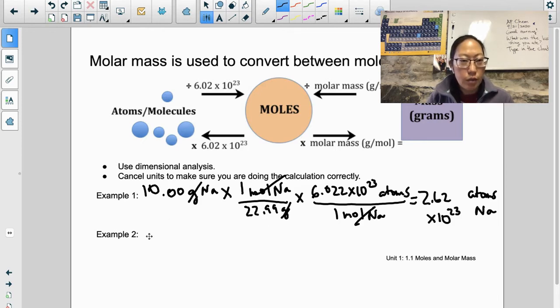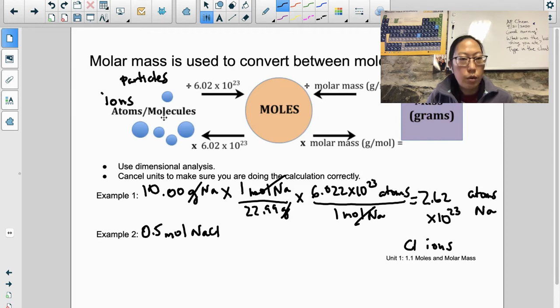So our second example, we use sodium chloride, and we started with 0.5 moles of sodium chloride. And we wanted to get to chloride ions this time. Now over here, atoms and molecules, this is basically the particles that something is composed of. So this could also include ions if it's an ionic compound.